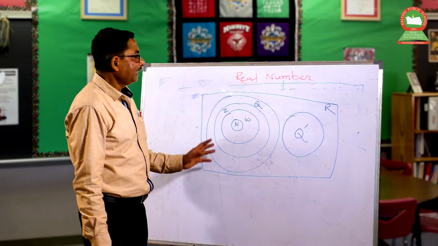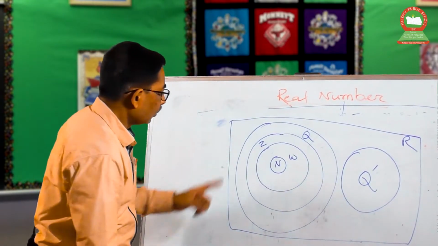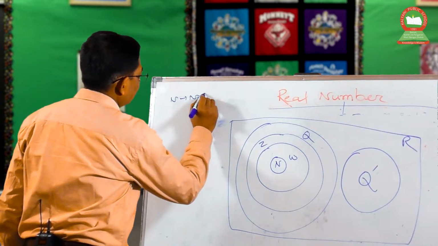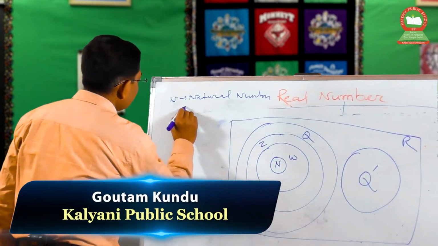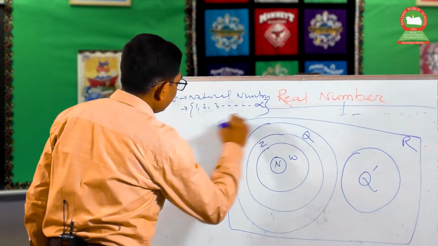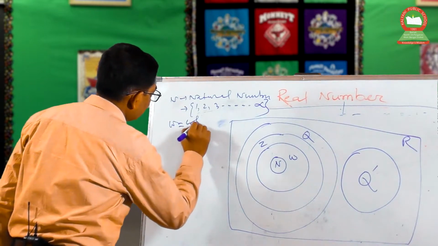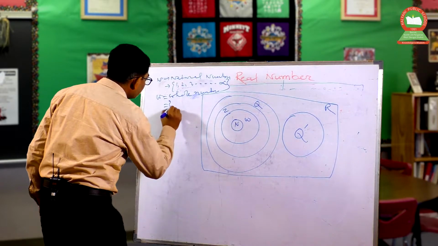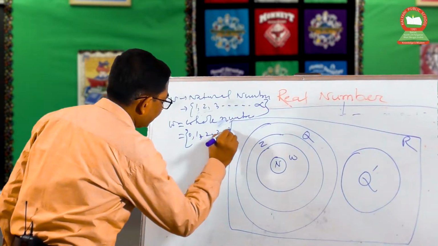Real numbers can be expressed with the help of this diagram. Suppose we know the natural numbers, n, and they come like this: 1, 2, 3, up to infinity. Then comes the whole numbers, W for whole numbers, and they express 0, 1, 2, 3, like this up to infinity.